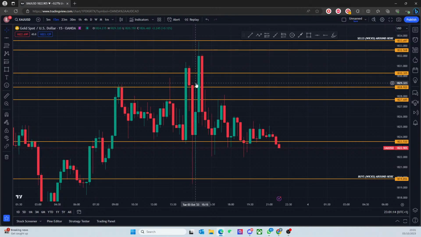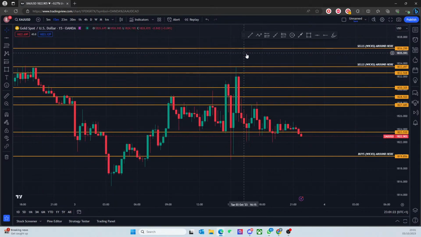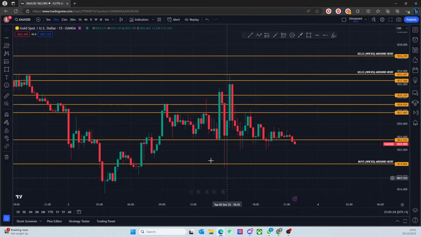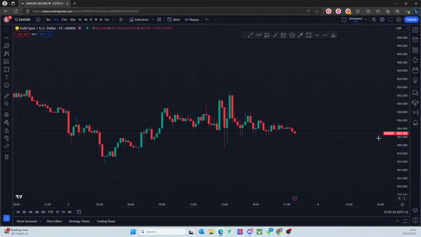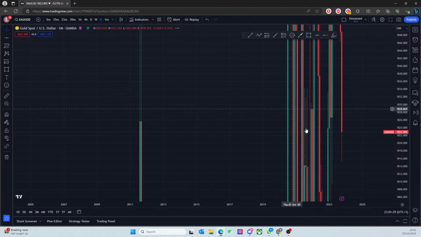So I got into the very tip of this wick, and then it retraced a little bit. Did get into another buy, but understanding that this is price action, I was surprised that this didn't push up further. But these played out, right? So let's remove all this. Let's go to the monthly.